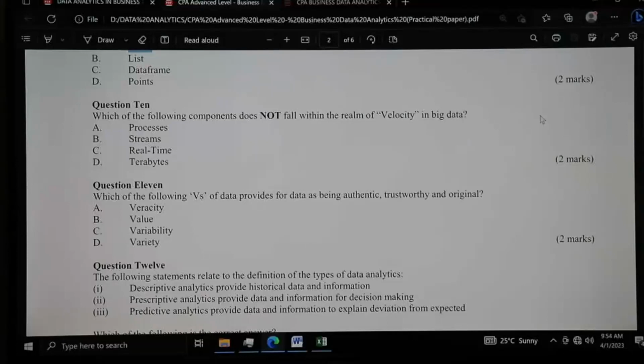So question number 11. I hope the sound is okay.